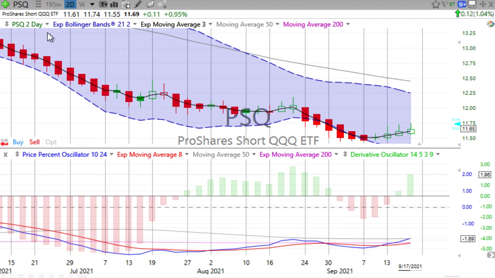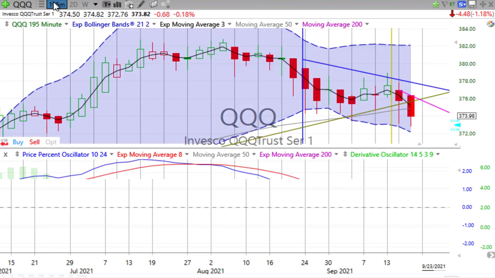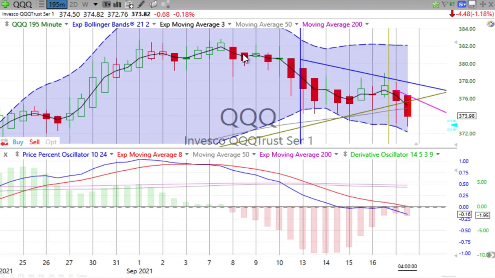Now, let's keep moving. Wait, let me get back to the Qs. We see where the 2-day is. And again, that weekly vertical crossover, things are moving down. How good was that weekly vertical crossover? It was okay. Not perfect, but it was okay. Down in the morning, further down in the afternoon on the intraday movement.